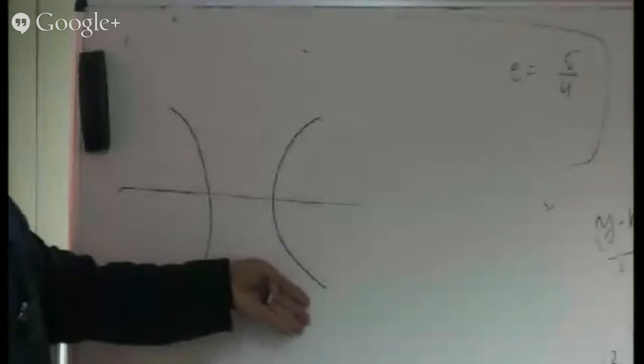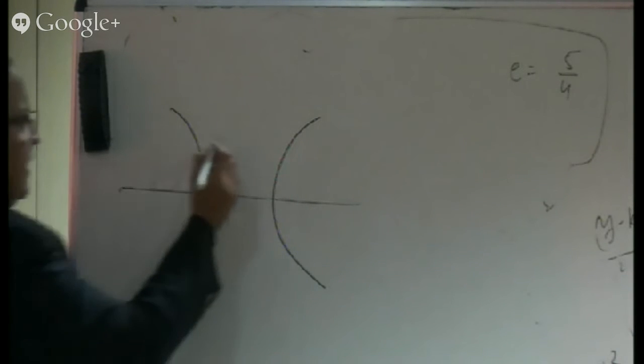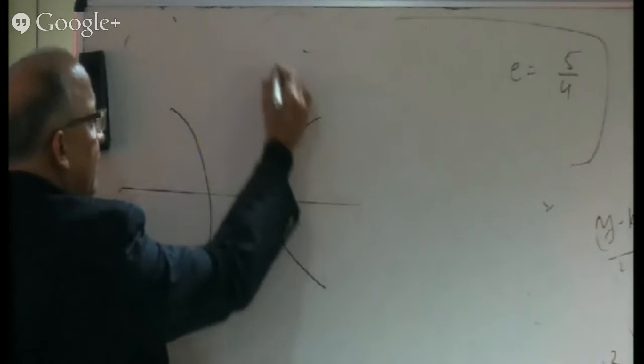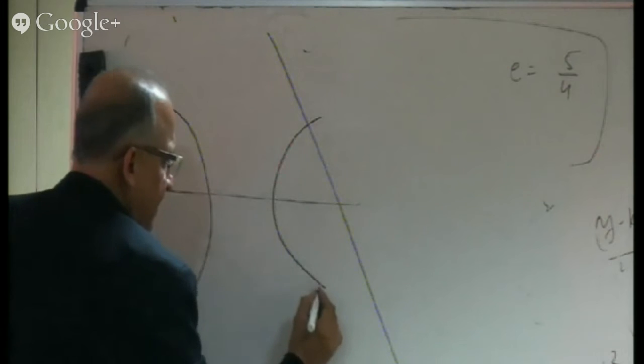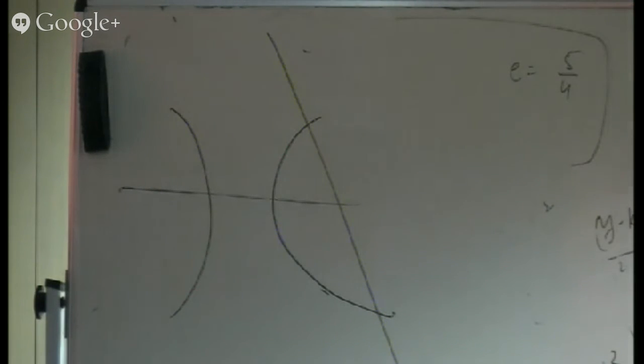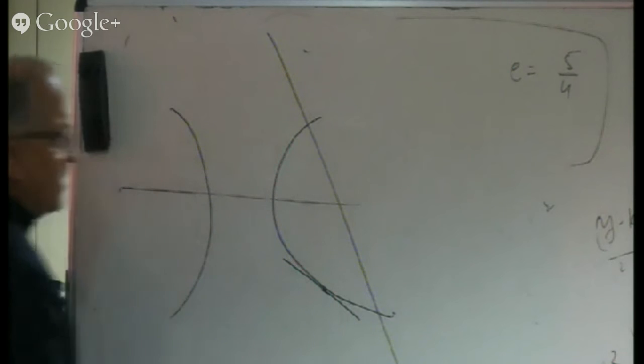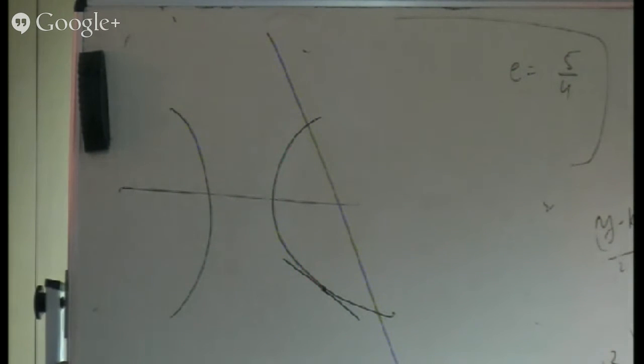This is a branch of the hyperbola. This is another. So we are talking of one branch. If a line like this is taken, it will meet in 2 points. I can draw a tangent here. It will be intersecting just in 1 point, or it may not intersect.